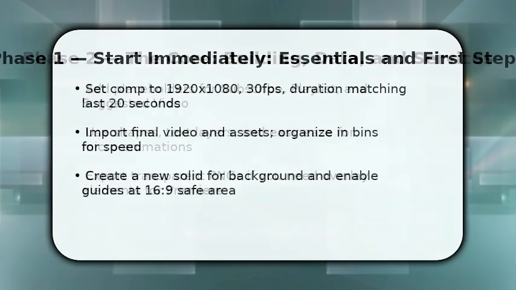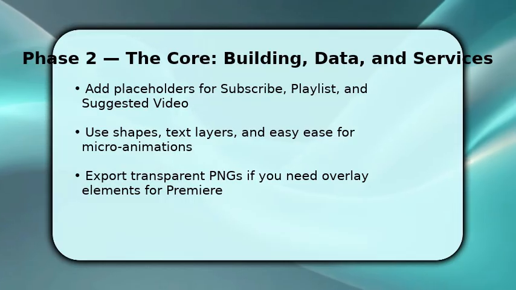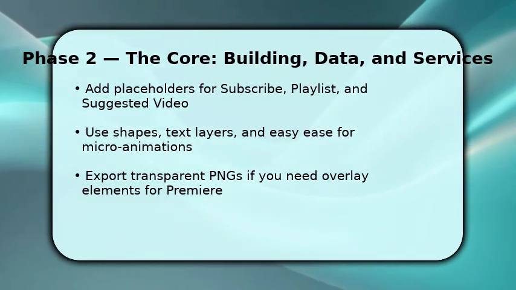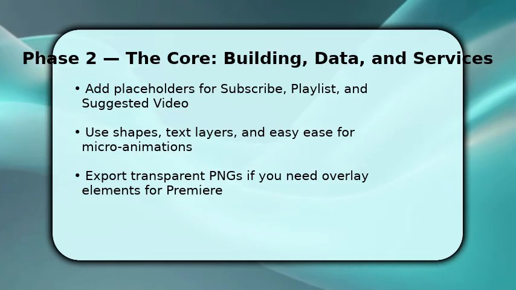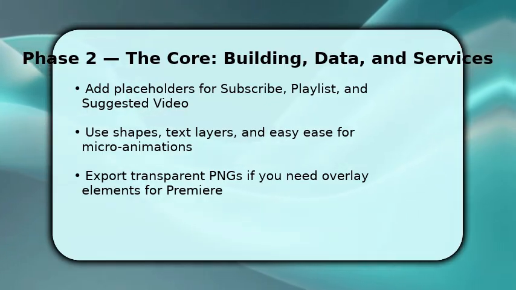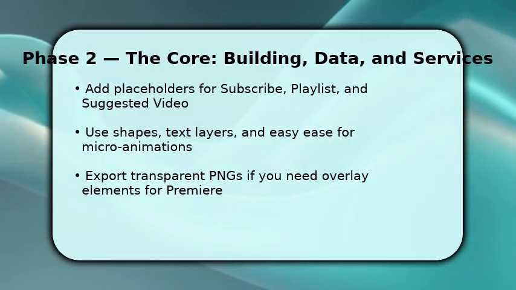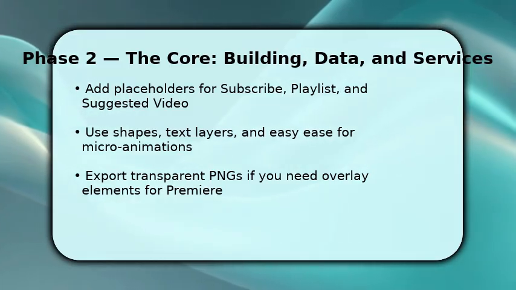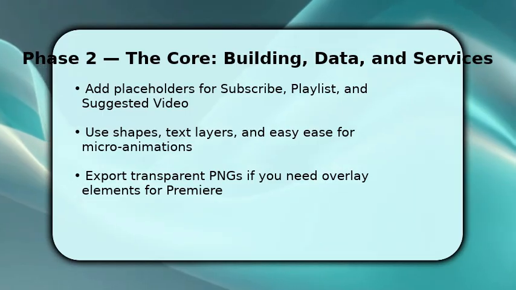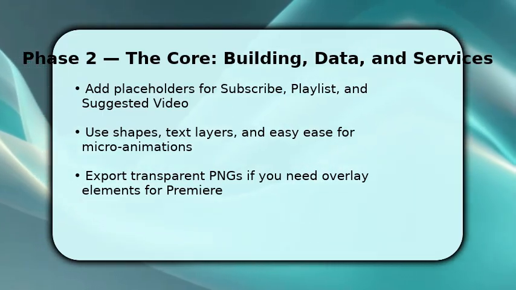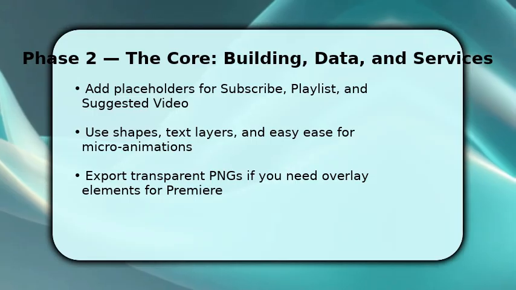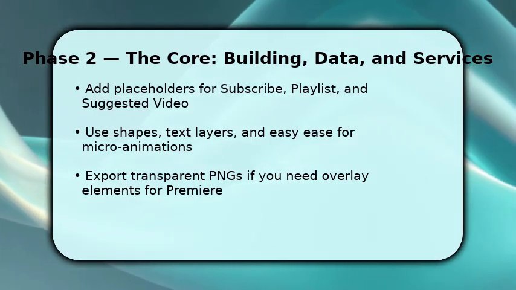Now design your end screen. You'll place 3 clear placeholders: subscribe, playlist, and suggested video. Use shape layers for frames and text layers for call to action. Keep type large and legible. Animate simple motion, scale from 90% to 100% with easy ease to draw attention without distracting. Once aligned inside the safe area, add a faint drop shadow for separation.